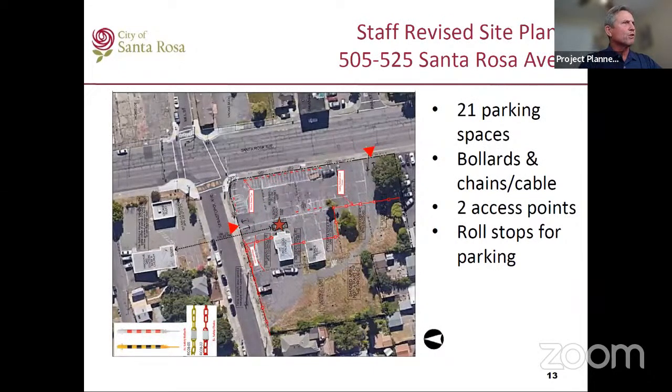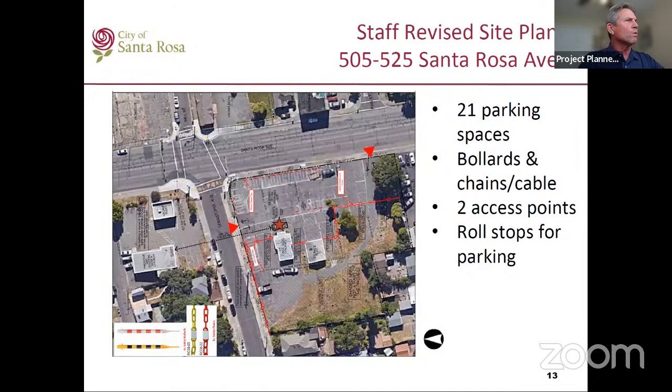So the staff revision also shows that there will only be 21 parking spaces. We've recommended the removal of six of the parking spaces that are directly west of the location where the mobile food vendor would be. And I don't know if you can see the arrow there well or not, but basically just to the south of the entrance on Sebastopol Road, there's a bay of parking there that would be removed per the recommendation of staff.